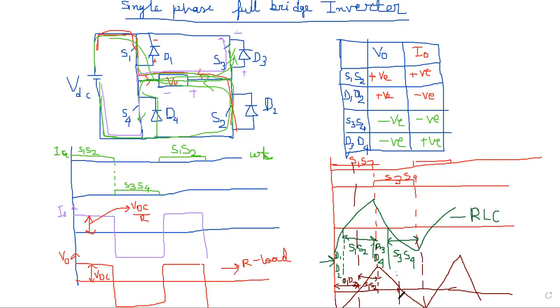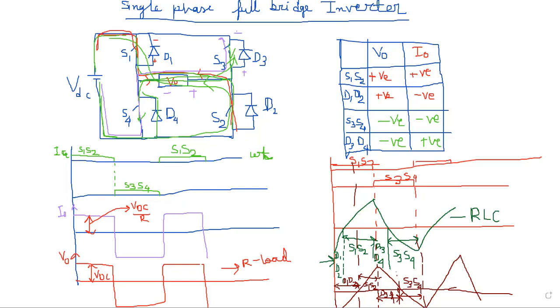Now for this portion, this is the portion when D3 D4 is on. Okay, and this portion is where S3 S4 is on, and the system repeats like this.